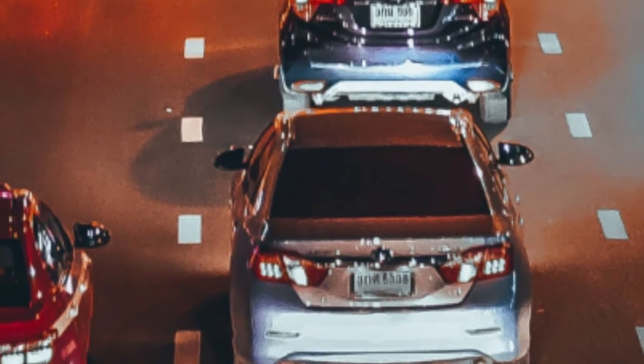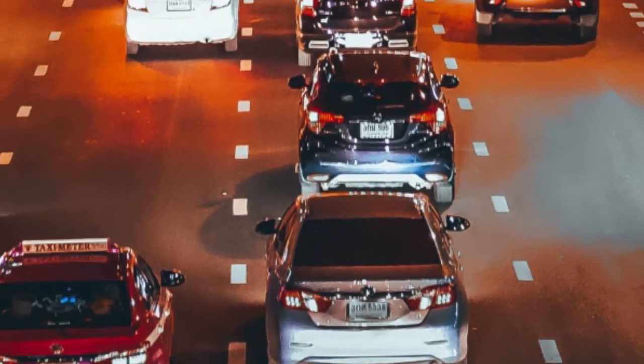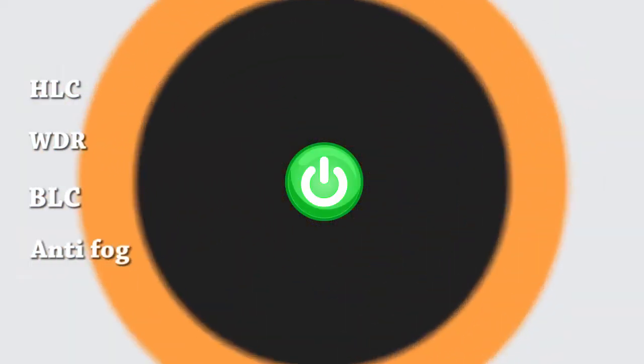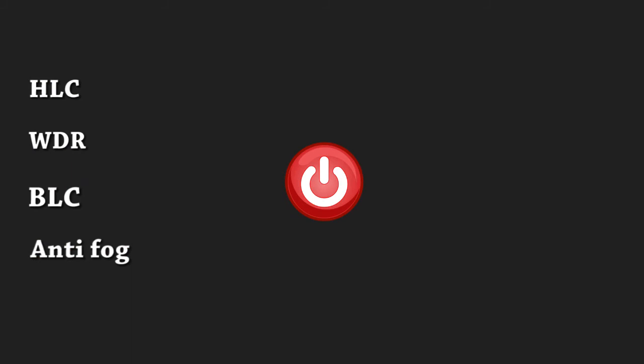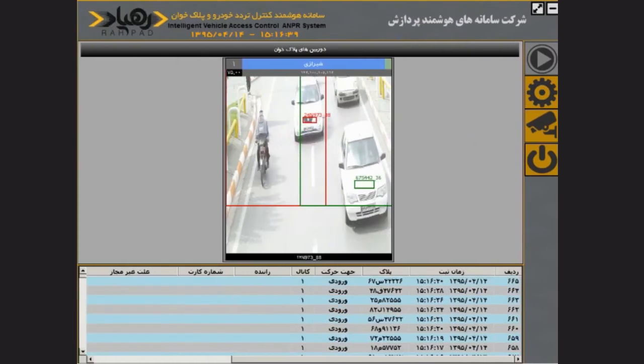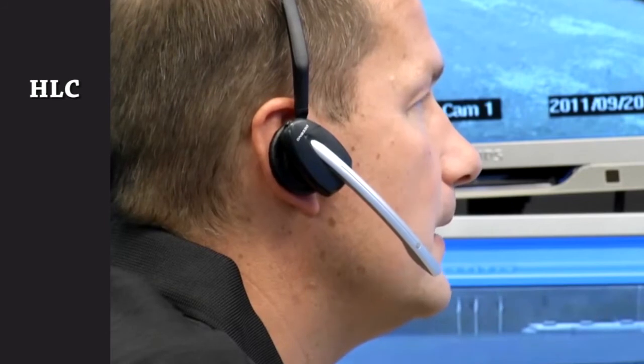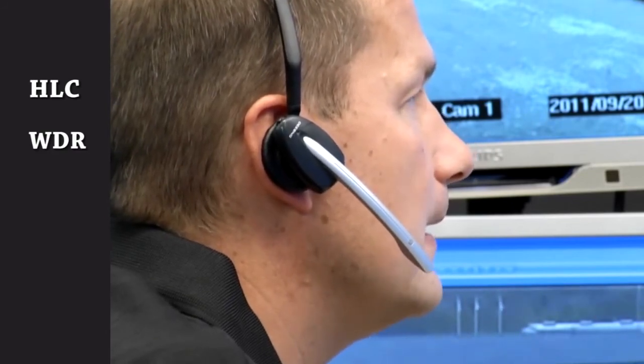One more point is that many companies and people believe that if you are using LPR software at night, you can activate HLC, WDR, VLC, and anti-fog. But it's a commonly wrong belief, because none of them should be activated. The fewer changes in images, the better quality of license plate recognition we will have. But if you want to observe an image by eye, sometimes HLC or WDR can be significantly helpful.